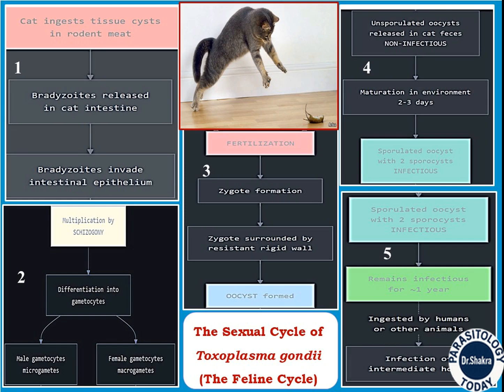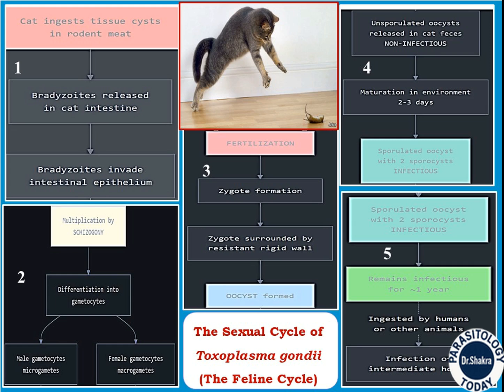Step 1. Ingestion of tissue cysts. When a cat eats an infected rodent, it ingests tissue cysts containing bradyzoites. Inside the cat's intestine, these bradyzoites are released and begin invading the epithelial cells. Step 2. Multiplication and gametocyte formation. Inside these intestinal cells, the parasites multiply asexually, that's schizogony, and then differentiate into male and female gametocytes.